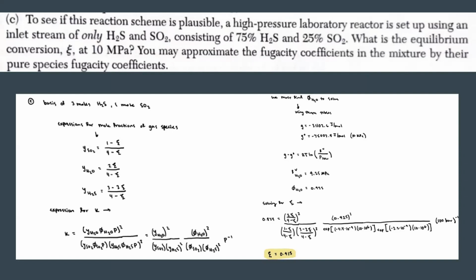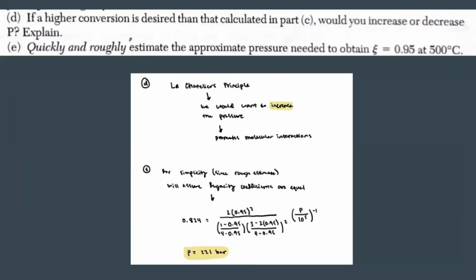of each species. The equilibrium constant was then written as the product of each species' fugacity to the power of nu, and this was then simplified using the pure species fugacity coefficients, which we calculated in part A, as well as the fugacity coefficient for water, which was found using the steam tables as shown here. And solving and substituting all of those values, xi was found to equal 0.915, or a 91.5% conversion. The remaining parts of this problem then discussed altering the conversion rate.